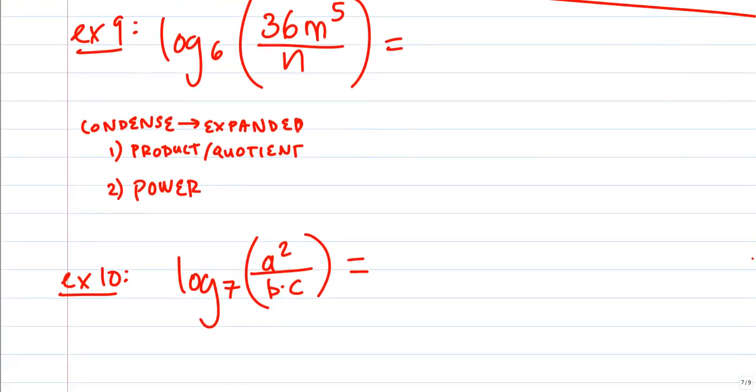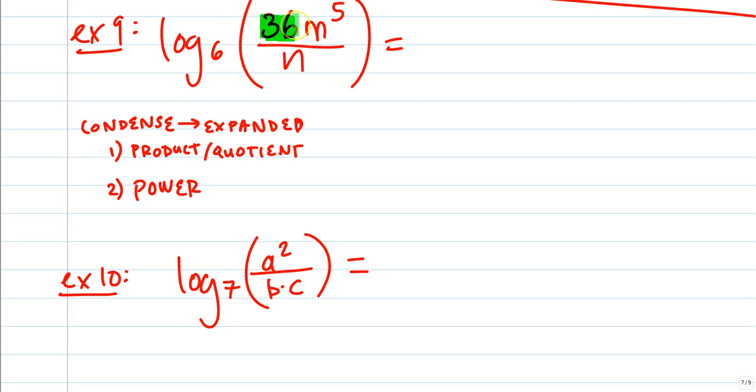All right, here's where things get interesting. We are going to expand this. It's currently condensed, and we're going to expand it. We're going to start with the product and quotient rule. We are going to save that exponent for the end. We cannot just bring that 5 to the front, because that would imply that everything there had a fifth power, and it doesn't. So we start by finding every term that's separated by multiplying and dividing.